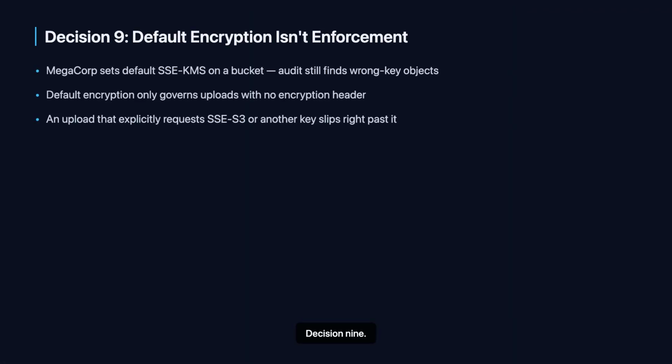Decision 9. Megacorp configured default server-side encryption with KMS on a bucket, with the customer-managed key their compliance team required. Job done, they figured, but the audit came back and found objects encrypted with the wrong key. Here's why. Default bucket encryption only governs uploads that arrive with no encryption header at all. If an upload explicitly asks for server-side encryption with S3 managed keys, or names a different key, that request slips right past the default and is honored as written. The default is a fallback, not a fence.